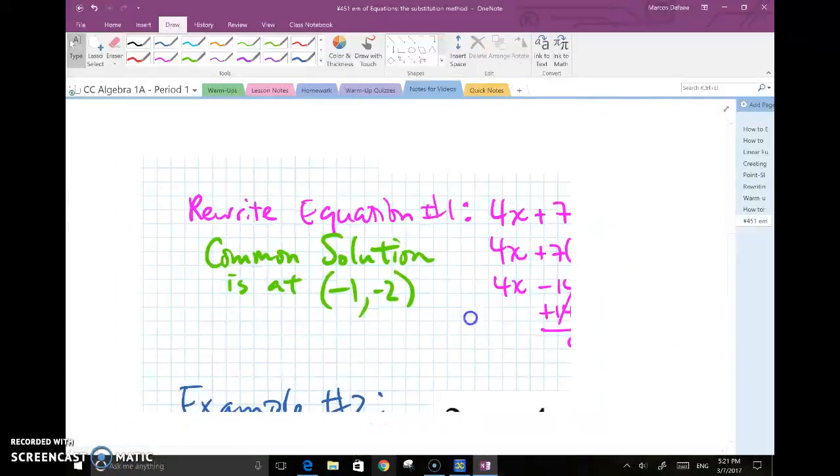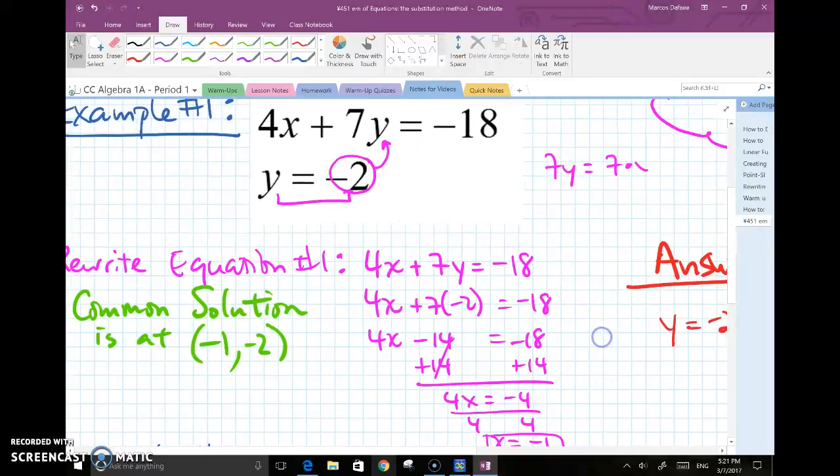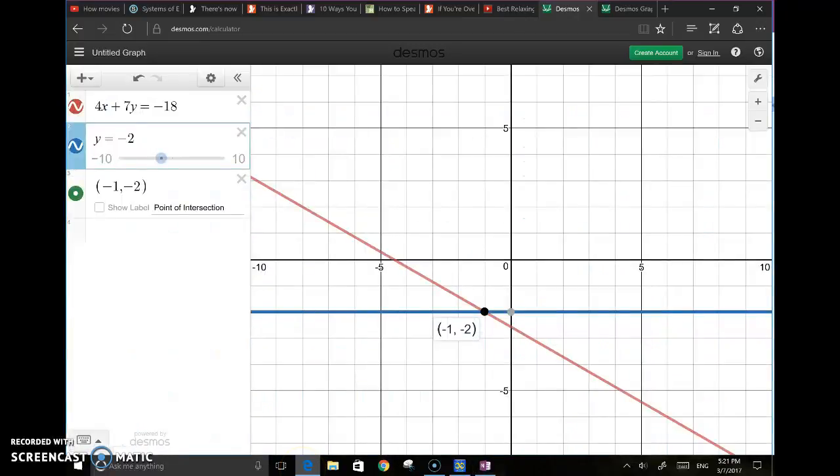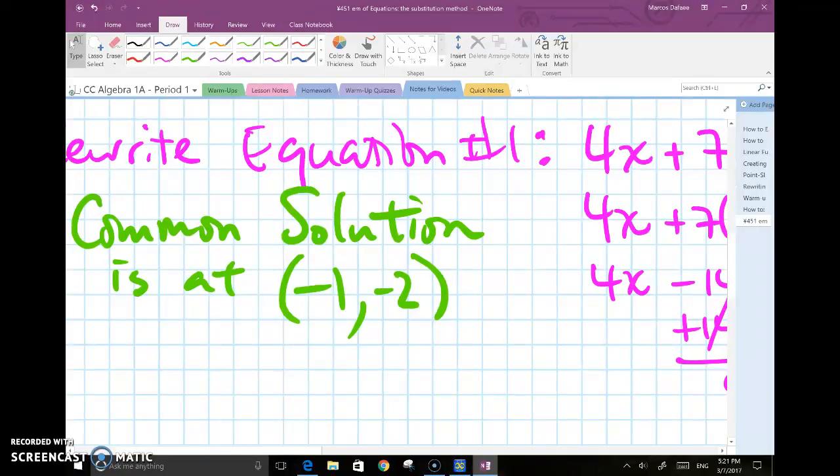Okay? If we were to look at this on a graph, it would look like that. And you can see that the red line is coming from the 4x plus 7y equals -18, and the blue line is simply your y equals -2. And if you look at that black dot right there, you can see that's a point of intersection. That is where these two lines meet. And so that -1, -2, when we look at it here, represents not only a point of intersection, but it's also a common solution.